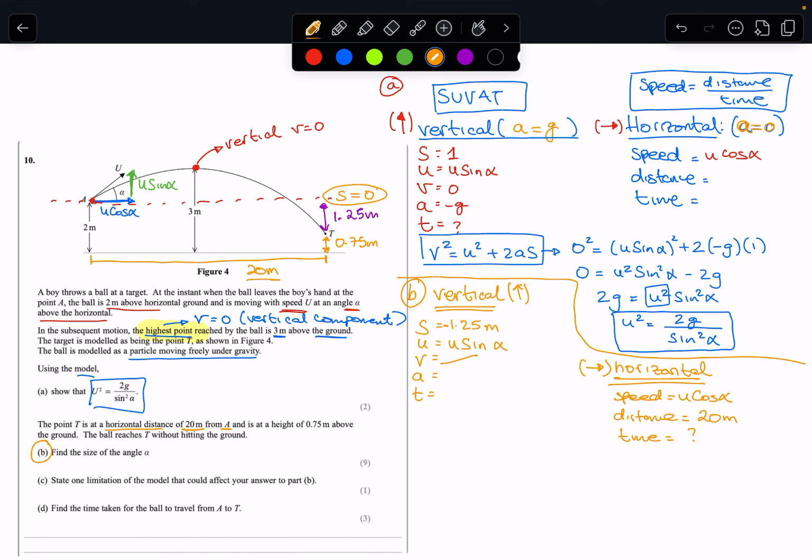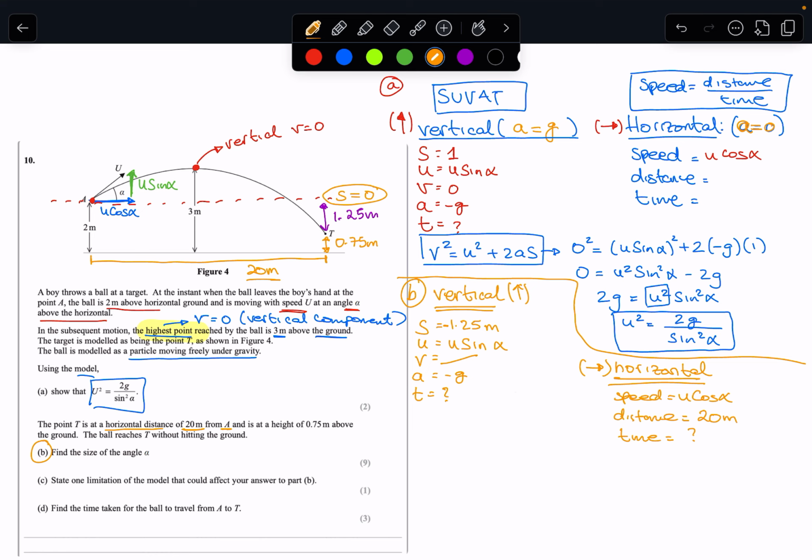Initially the object is traveling away from gravity, so therefore that will be minus g, and we know that gravity goes downwards, so therefore, since we're taking upwards as positive, gravity will be negative. And what is my time? The time, again, I'm not being given, so I'm going to put a question mark there.